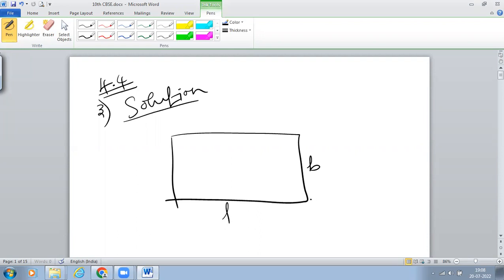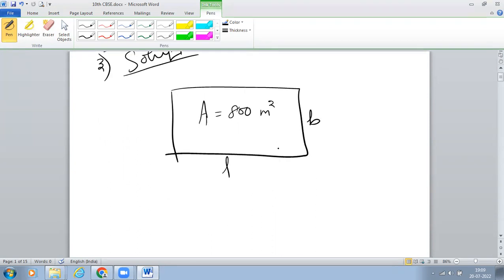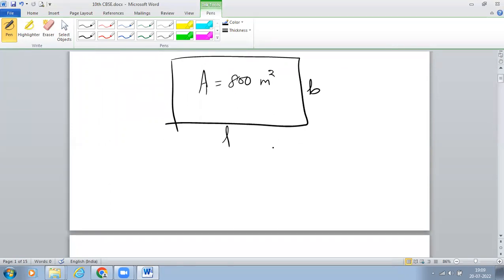You all know this, right? Length and breadth. And what is the area given here? Area of this rectangle is 800 meters square. This is given. But the condition is the length should be twice the breadth. The area of the rectangle should be 800 meters square, and one more condition is length should be twice the breadth. We have to check whether it is possible to design a rectangle where the length is twice the breadth as well as the area is 800 meters square.